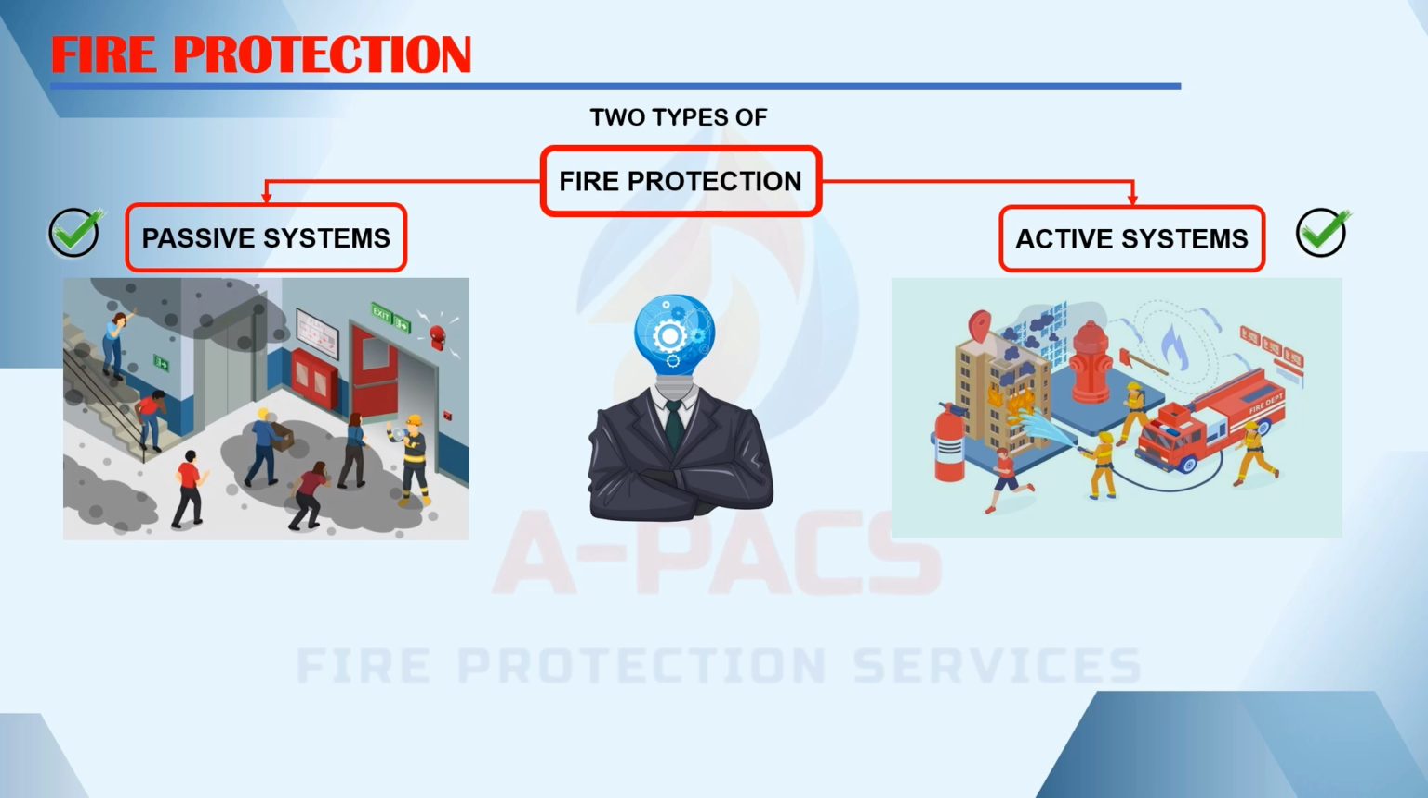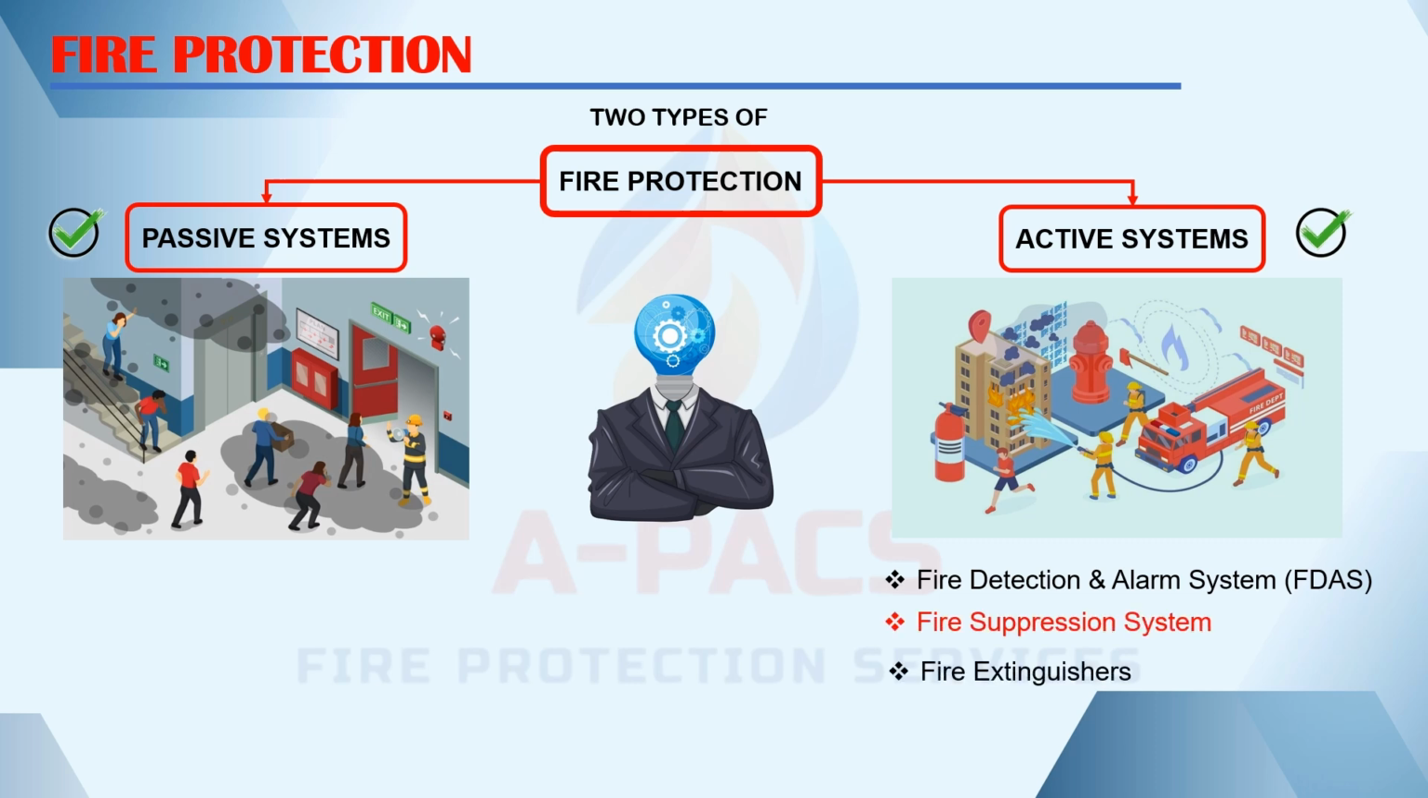An active fire protection system is a dormant system that needs to be activated in the case of a fire to perform its function. Examples: Fire Detection and Alarm System or FDAS, Fire Suppression System, fire extinguishers, fire hose cabinets, and fire sprinkler systems.